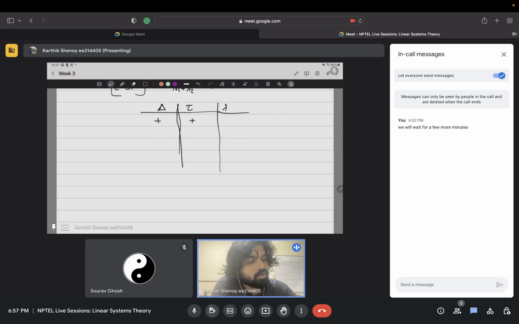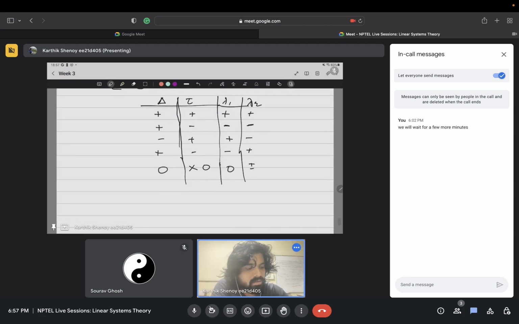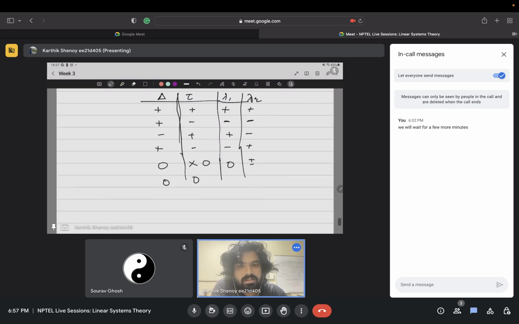Okay, so if both are positive, then I can say both my eigenvalues have positive real part. If the determinant is positive and the trace is negative, what is the combination which will give determinant positive and trace negative? Both should be negative, right? Both eigenvalues are negative. And in the other two cases, one is positive, the other is negative. Let us take the case where determinant is 0 and trace is not 0, which means one of them is 0, the other one could be anything. If both are 0, then there are only two cases.